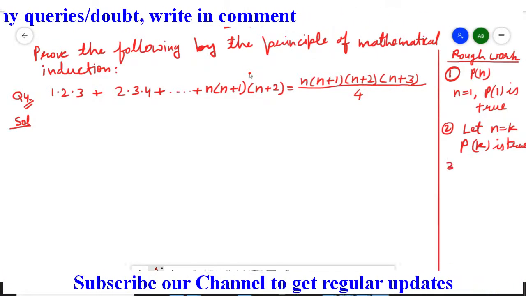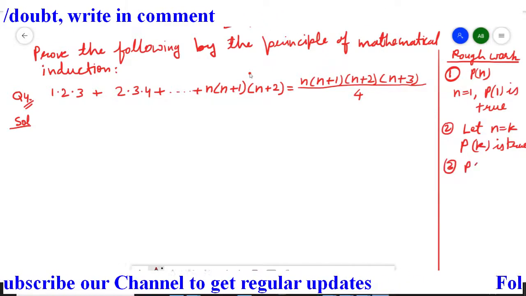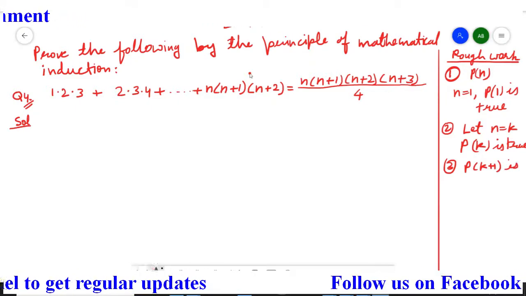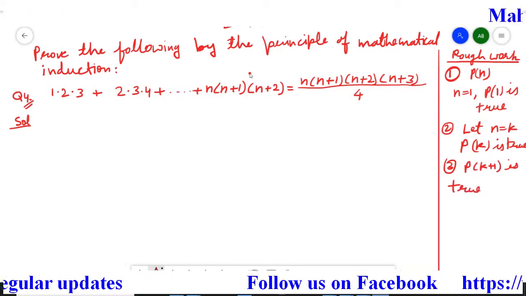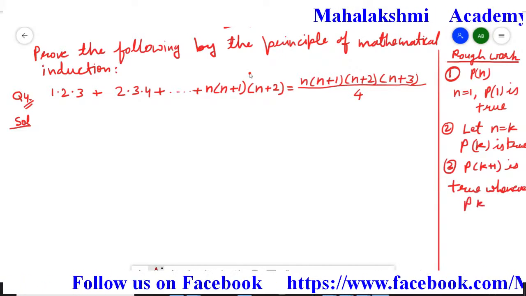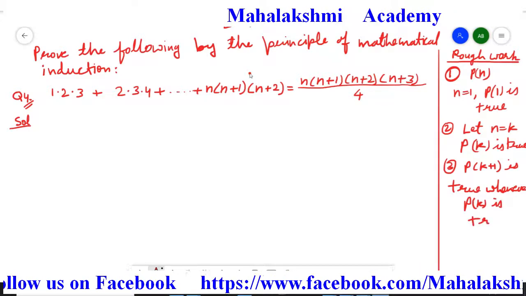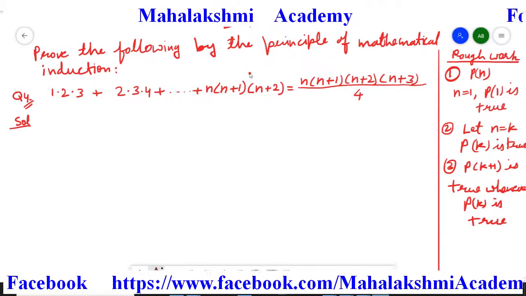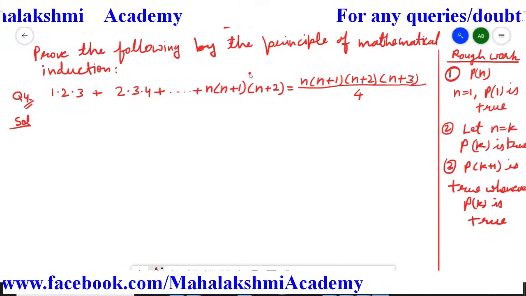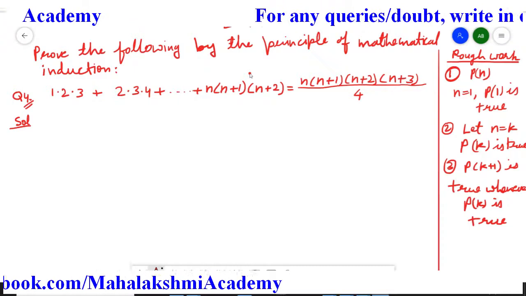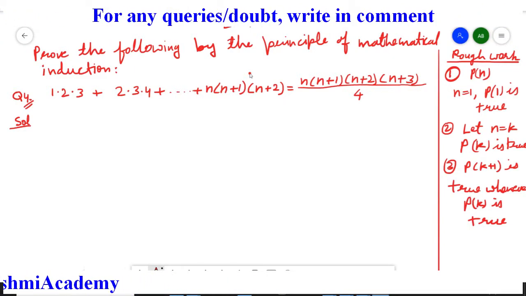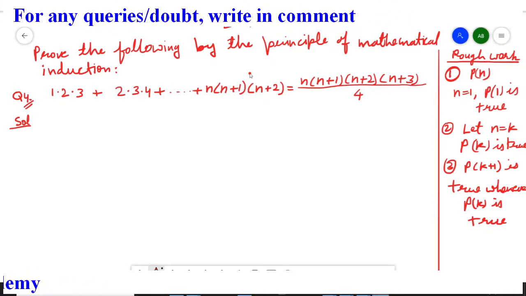Now in the third condition, we have to prove Pk plus 1 is true whenever Pk is true. So these are the 3 points of the principle of mathematical induction. So if we are able to prove all these 3 conditions, then we can write down that the given mathematical statement is true for all values of natural numbers.